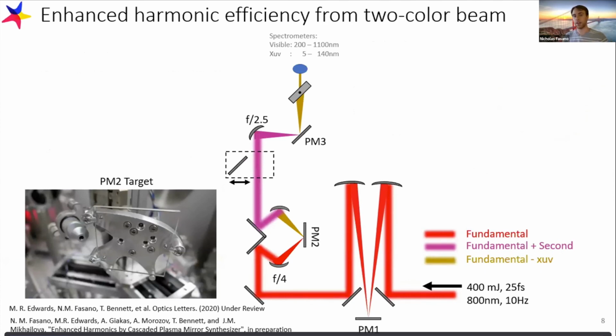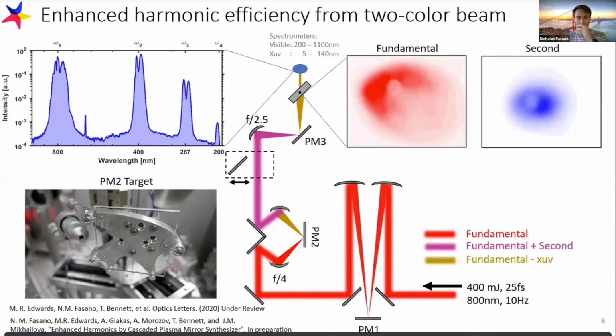If we bypass that beam diagnostics line and send the laser to the third plasma mirror, the second relativistic plasma mirror in the setup, we can then measure the enhancement of harmonic efficiency using this two-color beam. The diagnostics we have set up for this include two spectrometers, which span the range from 5 nanometers to 1100 nanometers. That's an XUV spectrometer and a visible spectrometer. In addition, we can insert a scattering screen in the beam path to image the low-order harmonics, such as the fundamental and second harmonic that I show here. And on the left, I show an image from our spectrometer showing the first 4 harmonics generated from this two-color beam.